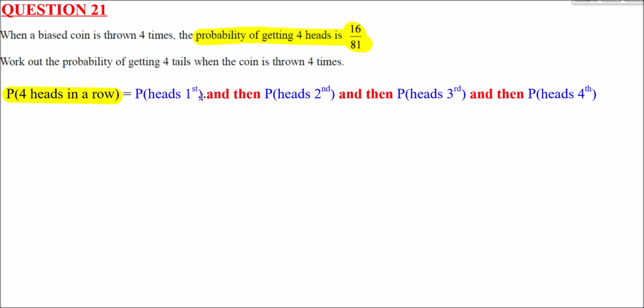Now, I've done this because in probability, if one event happens and then another immediately after, that will almost always mean we can multiply together these probabilities. And so we can replace the "and then" with multiplications, and if we let the probability of heads stand for big H, then we can simplify it like this.